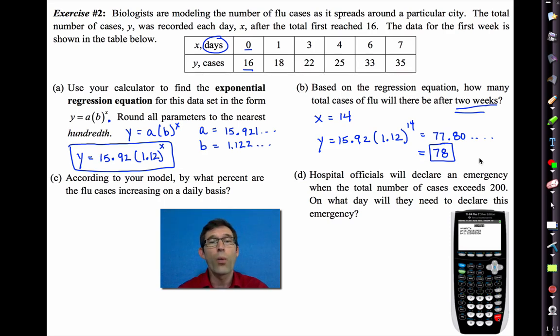Now, letter C. According to your model, by what percent are the flu cases increasing on a daily basis? This really goes back to how to interpret an exponential model. So see if you can figure this out.